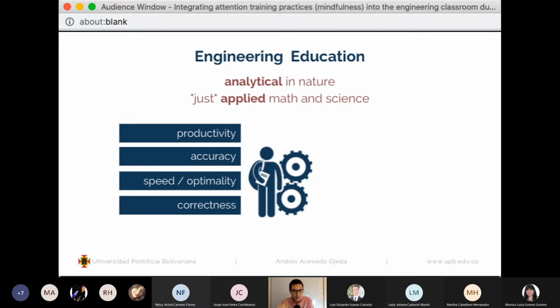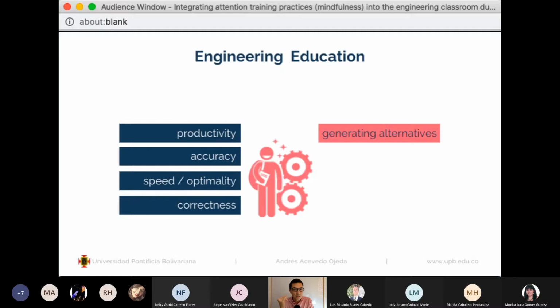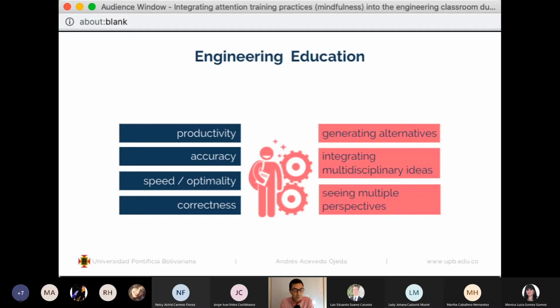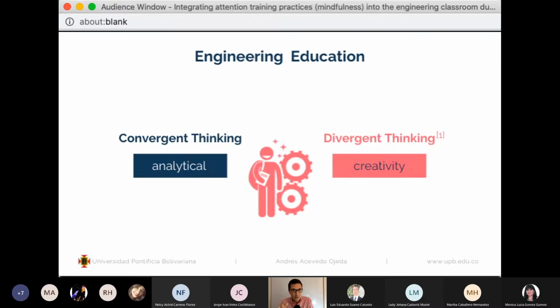However, if we really want engineering professionals that are ready for the fast-changing technological environment, we need to understand engineering education in a broader sense. We need to integrate factors such as generating alternatives, integrating multidisciplinary ideas, seeing multiple perspectives or possibilities. These two types of human intellectual abilities are referred to as convergent and divergent thinking. But we can use the word creativity to refer to divergent thinking.